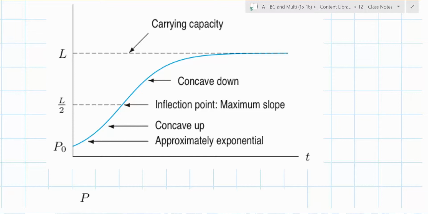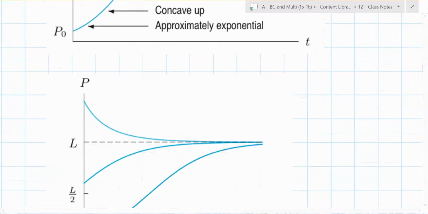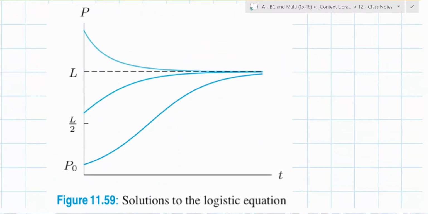And it's approximately exponential. Everywhere, or just...? It is approximately exponential everywhere, yeah. It's just a reflection. The thing is, it's not generally perfect if we're modeling real data. So here are our three general solution types. If you're below L over 2, you're going to get a curve that looks like this. If you're between L over 2 and L, it's going to keep on increasing. And if you're above, it's going to decrease to it. Those are the general three paths.